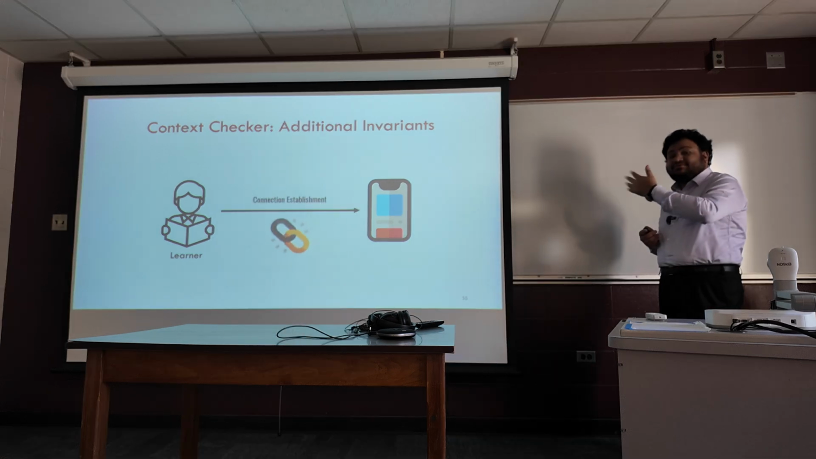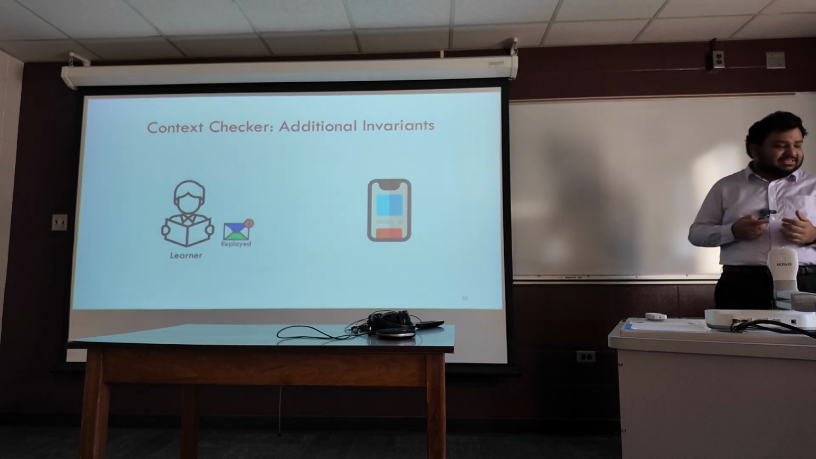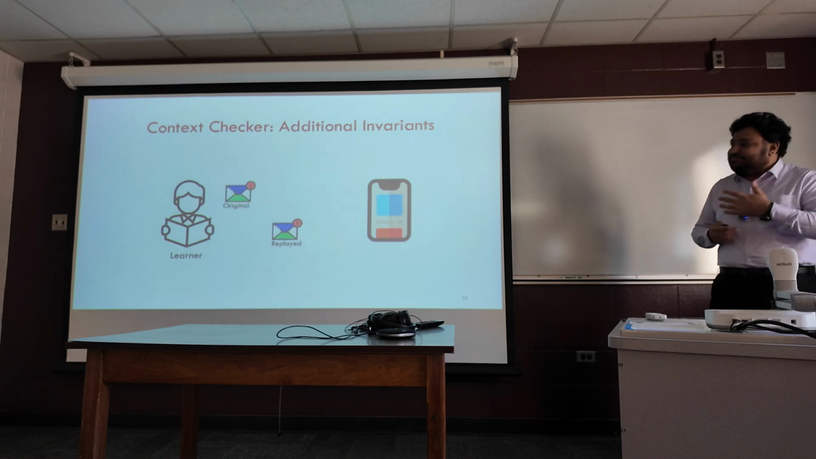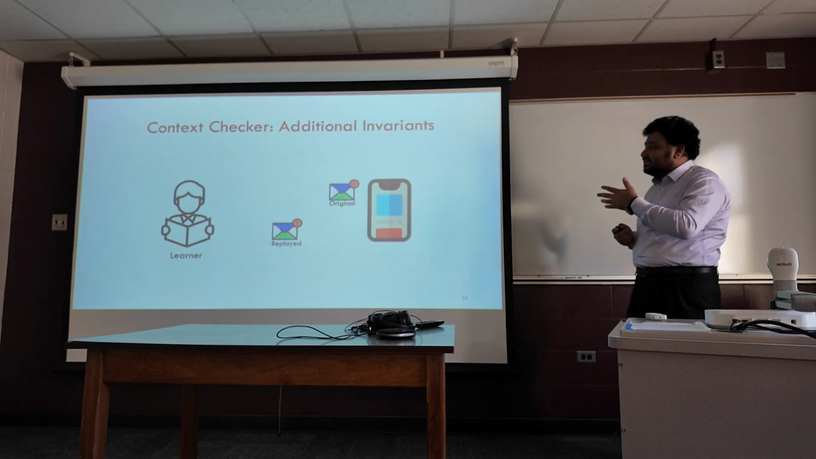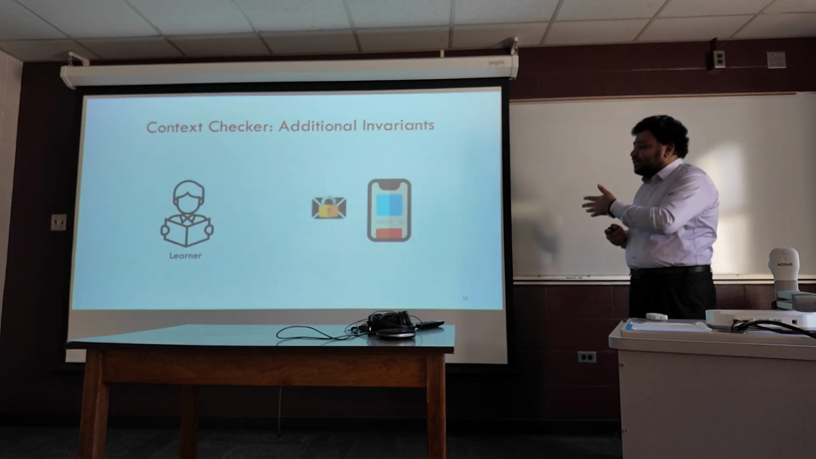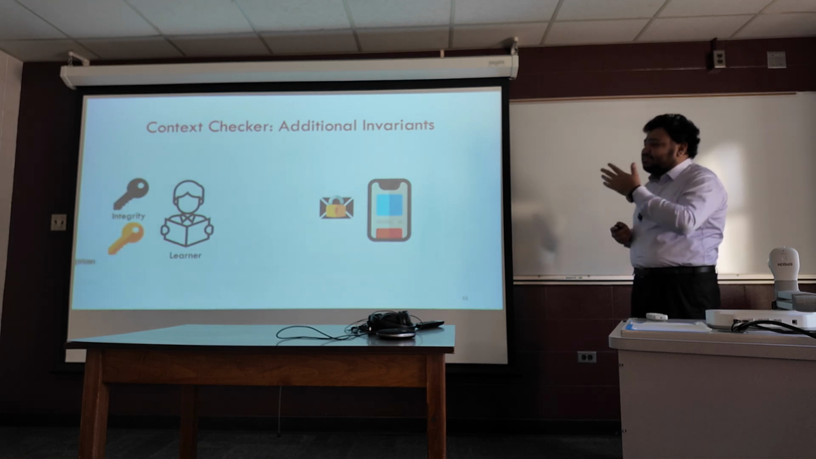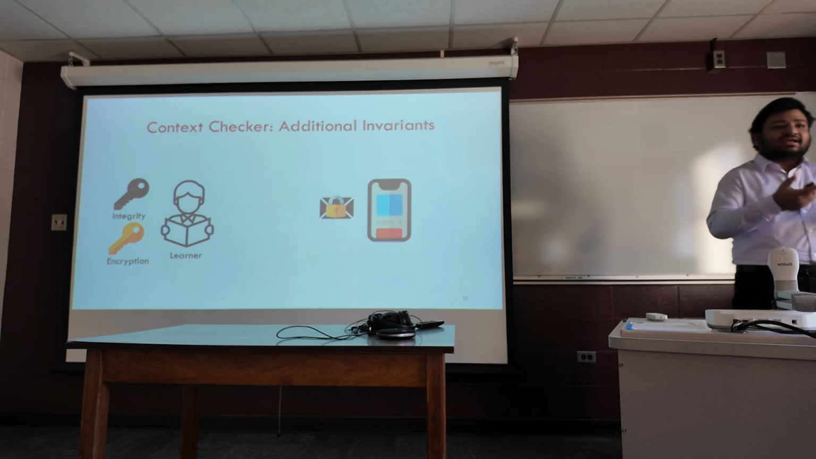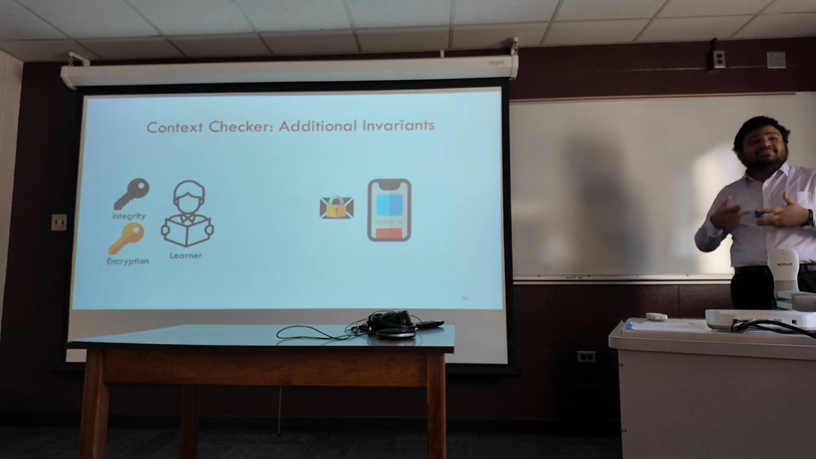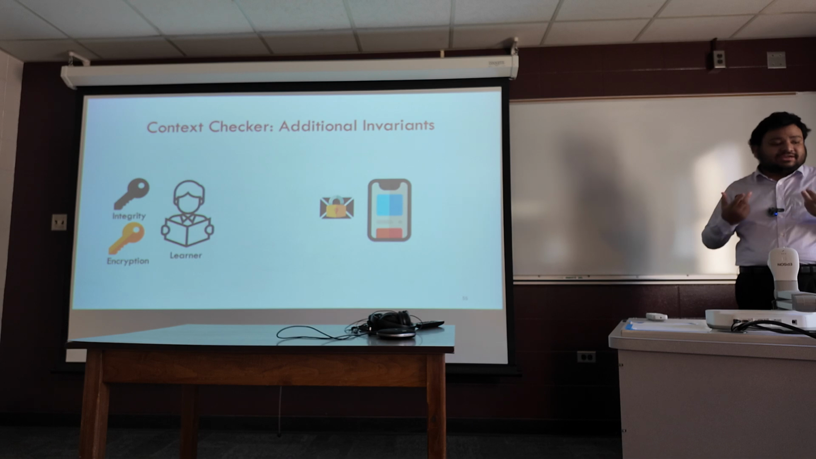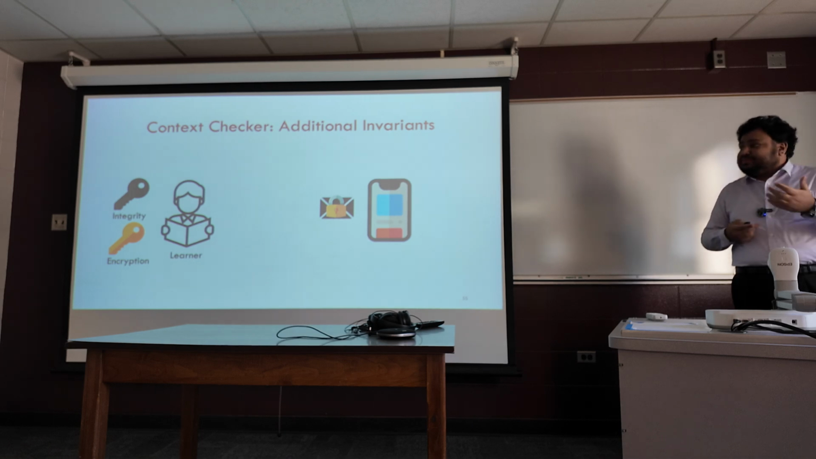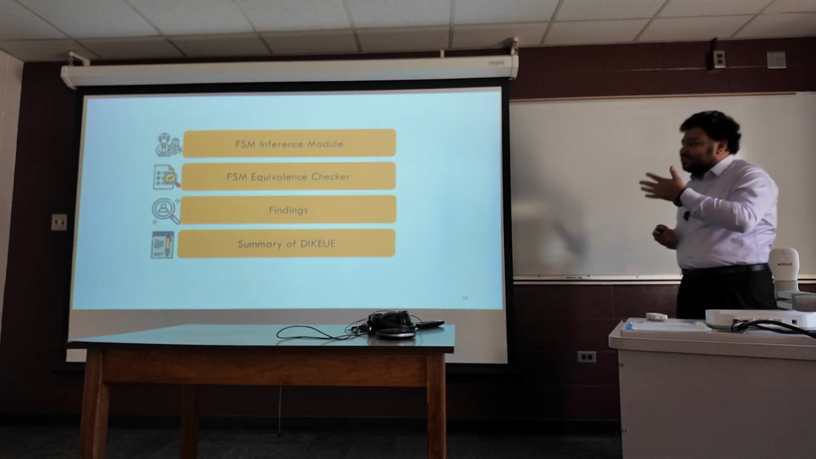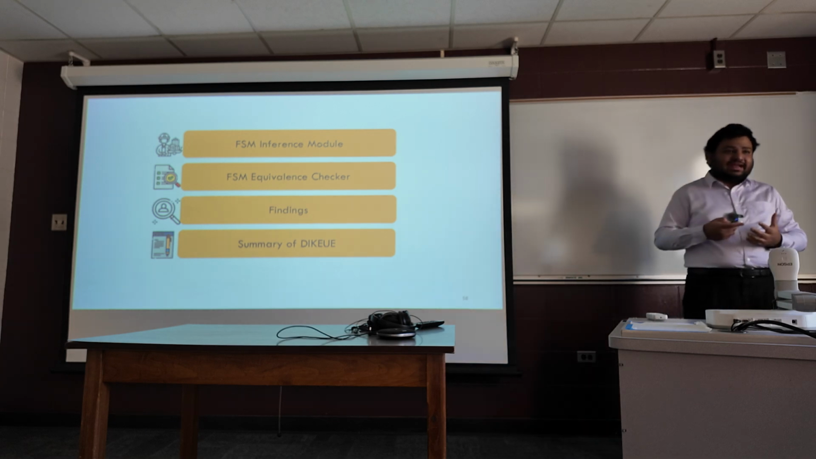First, you have to establish the connection before sending a message. For every replayed message, you have to send the original message. And definitely for any protected message, you have to have the integrity and encryption keys. So the idea is you check the context before sending the queries. If the contexts are violated, you don't send the queries, save your time and effort, right? So using this FSM inference, we create these finite state machines.